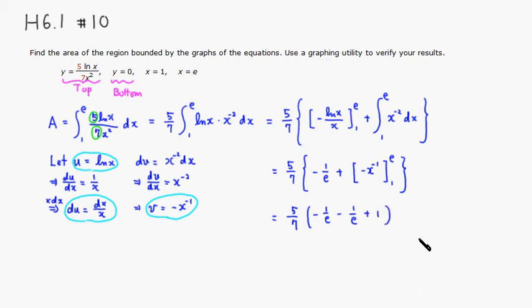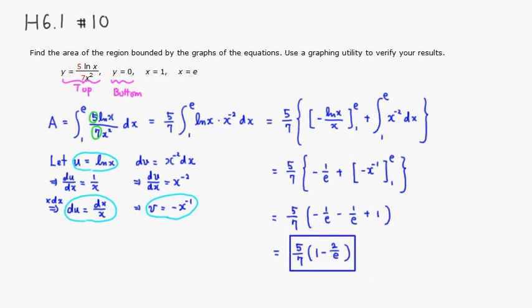Then you will see that this is going to be equal to 5/7 times 1 minus, there are two of them, so 2/e. So this is the area of the region we're interested in.